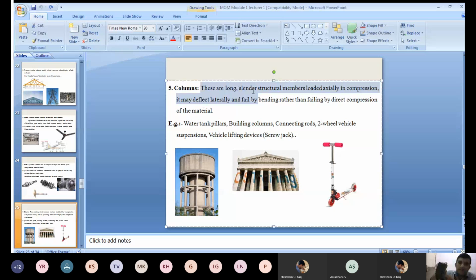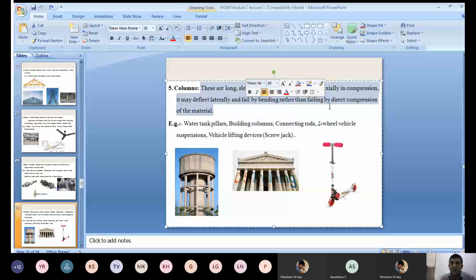Now these are long, slender structural members loaded in axial compression. They may deflect laterally and fail by bending rather than fail by direct compression. If it fails by direct compression, those members are called bars. If it fails due to lateral deflection, meaning deformation takes place perpendicular to the axis, that is called deflection. If it fails by lateral deflection, then it is called a column.